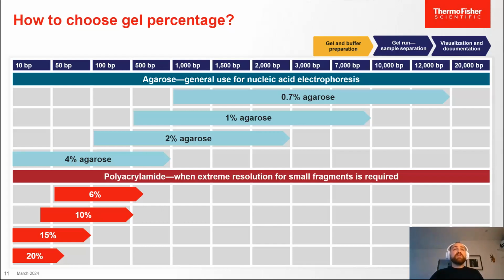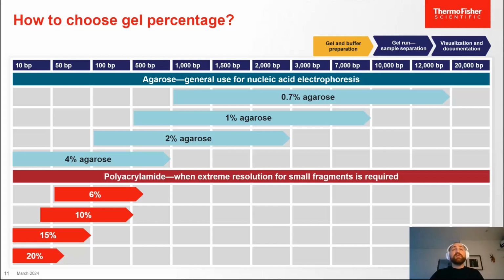For, say, fragments around 500 base pairs, you can choose a 1% gel and a 2% gel, but it's not going to work very well on the 0.7% gel. Same for the other end, where 10,000 or 12,000 base pair fragments will look as a singular band on a 1 or 2% gel if you run it. Same for a 4% gel.